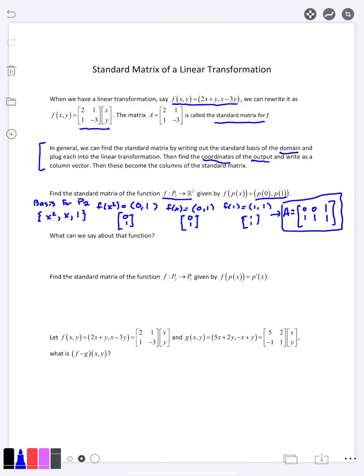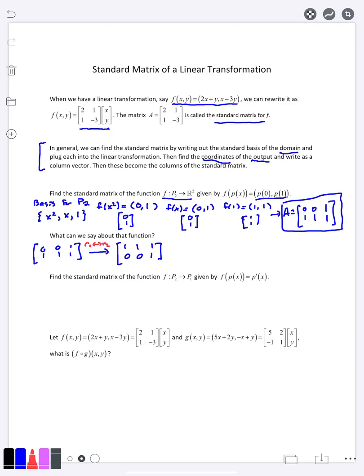And then once you have your standard matrix, you can get a lot of information here. So for example, if I were to take the matrix that we just had there, and do some row operations, let's see, first I would go ahead and swap row 1 with row 2.